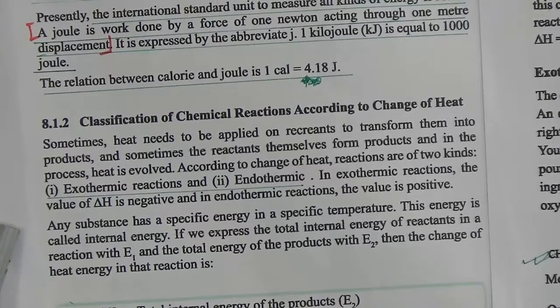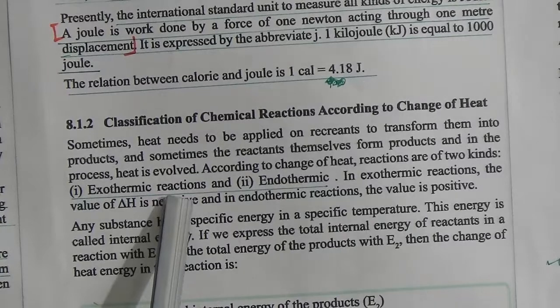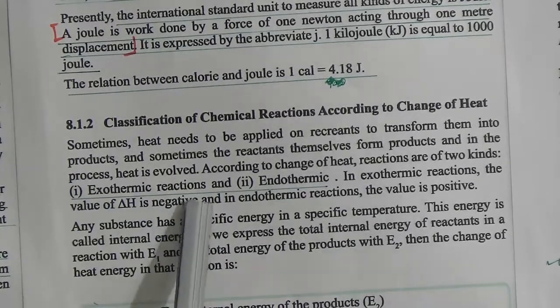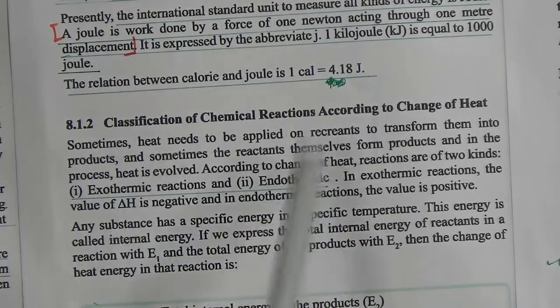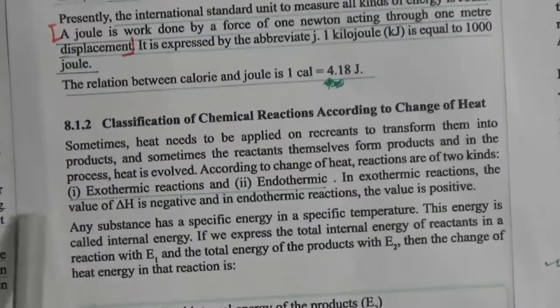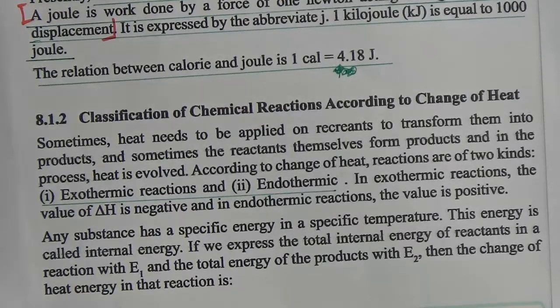Dear student, in the chemical reaction chapter we already learned there are several types of chemical reaction, and through the generation of heat we can divide it into two types: exothermic chemical reaction and endothermic chemical reaction. In an exothermic chemical reaction, the value of del H is negative. Del H is heat, and del is how much heat is produced or absorbed. This is del H.